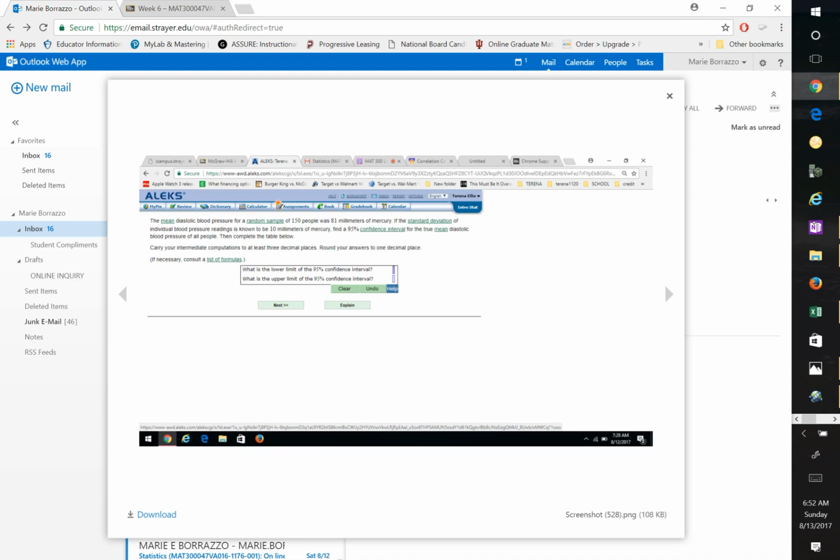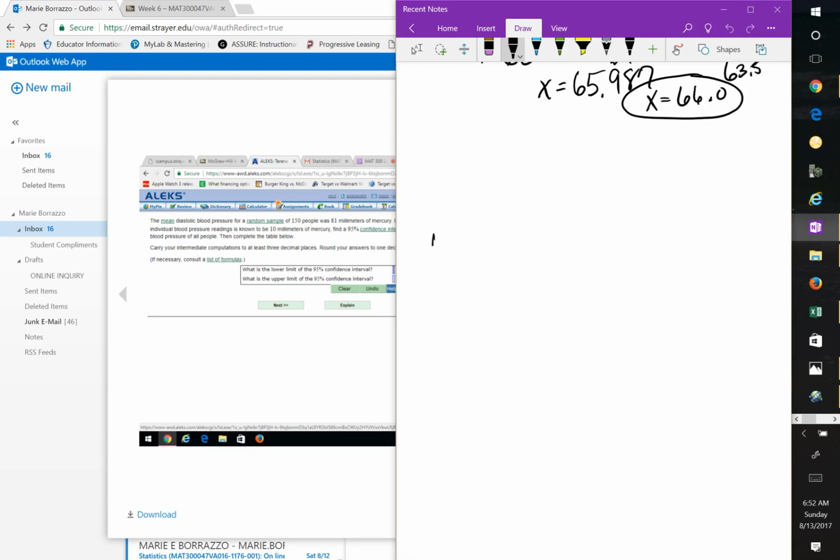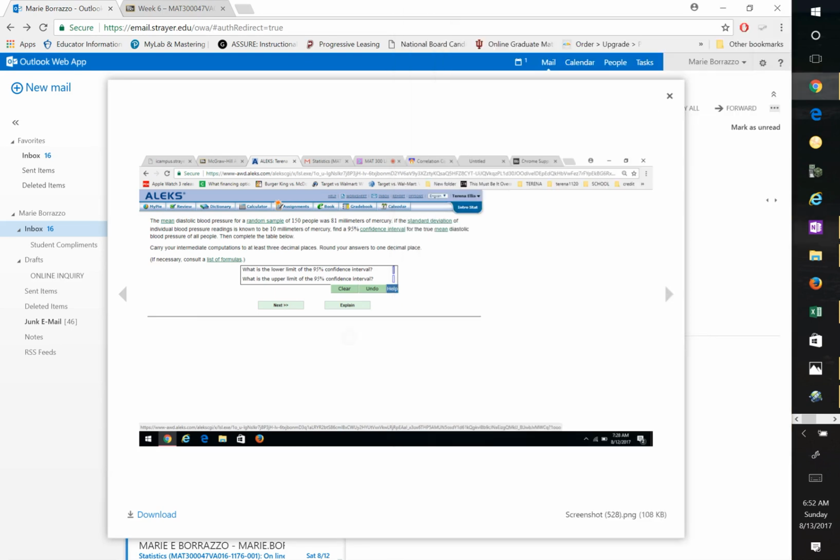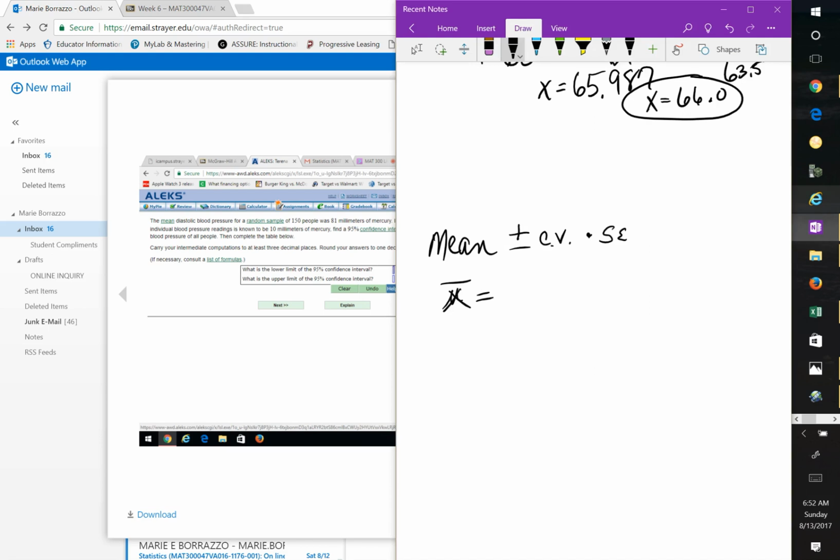So this is why in the formula, and I'm going to write a generic version of it, you have a mean, and this is plus or minus the critical value times the standard error. Okay? And in this case, you're given a mu. I'm sorry, this would actually be an x bar because it's a random sample. X bar, which is equivalent to 81 millimeters. So this is 81. I don't need to worry about the units.